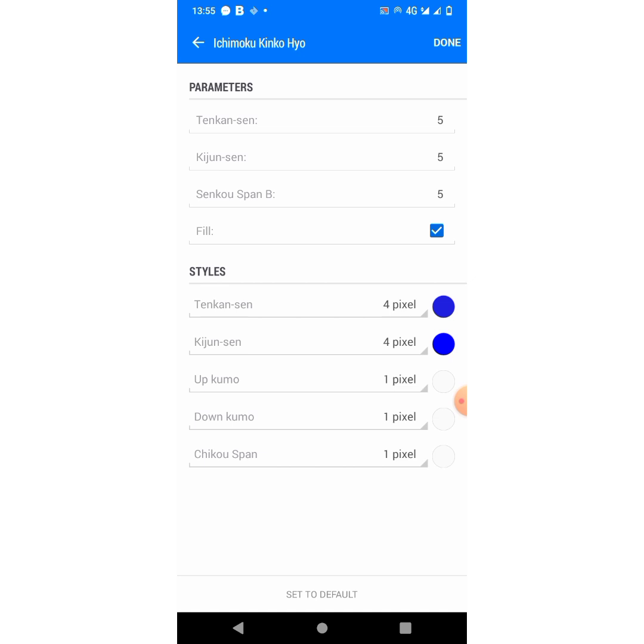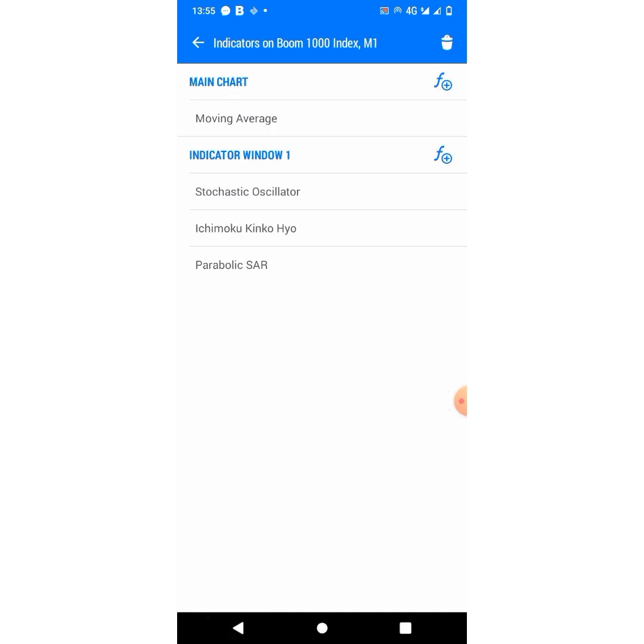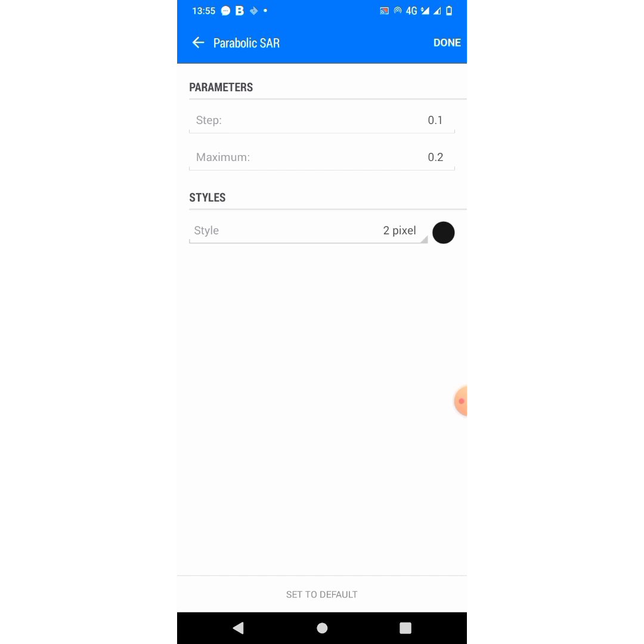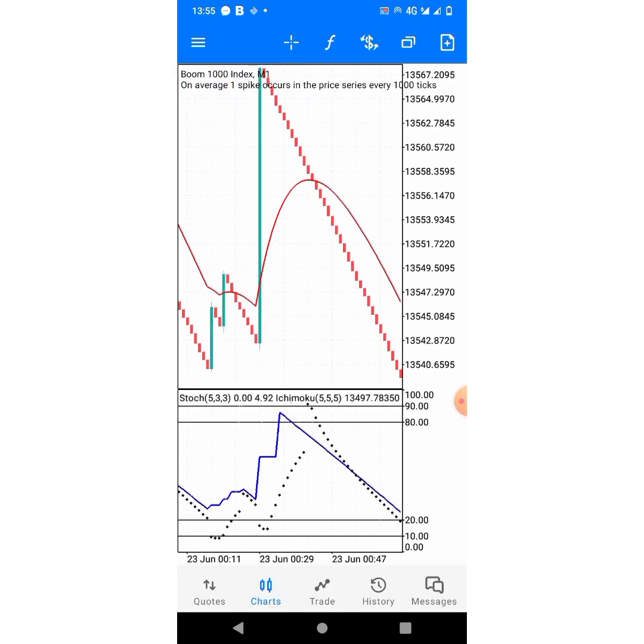For the Ichimoku: Tenkan-sen 5, Kijun-sen 5, Senkou Span B 5, with Tenkan-sen and Kijun-sen at 4 pixel, upper Kumo 1 pixel, lower Kumo 1 pixel, Chikou Span 1 pixel. When you're done, click done. The last indicator is the Parabolic SAR, step 0.1, maximum 0.2, style is 2 pixel, color black, and you're done, and you have this wonderful strategy.